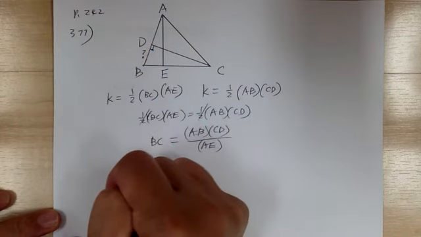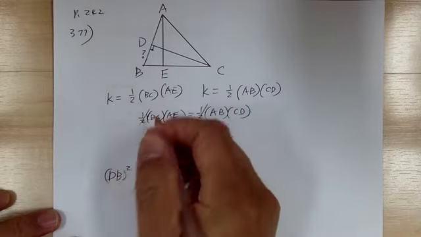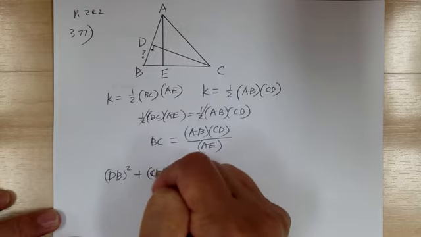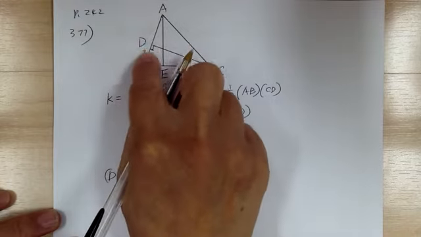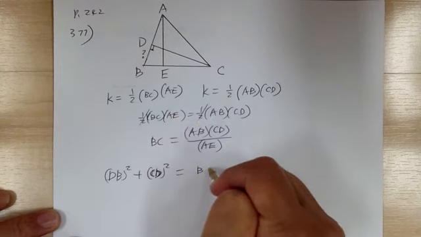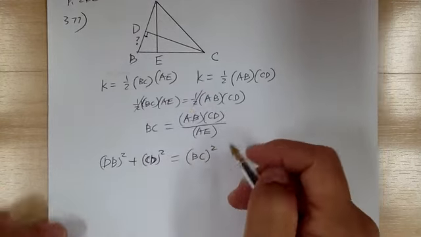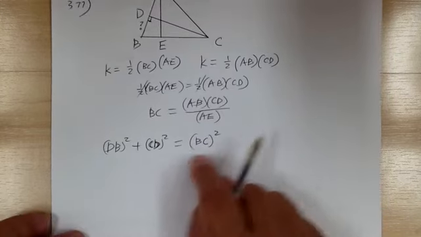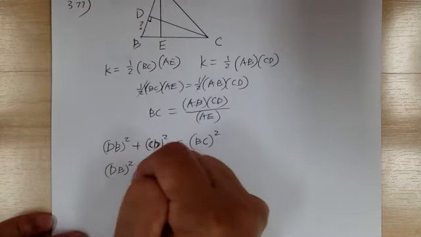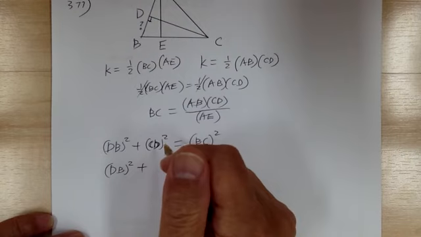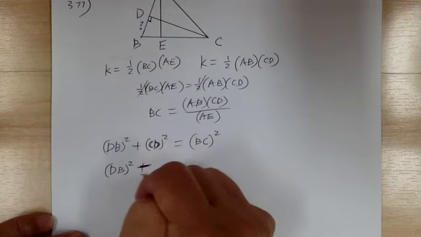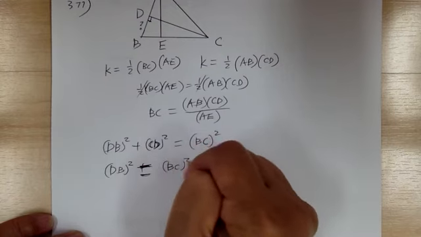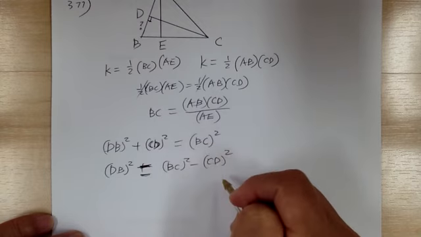Okay, so DB squared plus DC, or CD, squared. So this side squared plus this side squared will equal BC squared. Okay, and we do the BC ahead of time because we need it for the Pythagorean theorem. So you've got DB squared equal to, you move this over, BC squared minus CD squared.